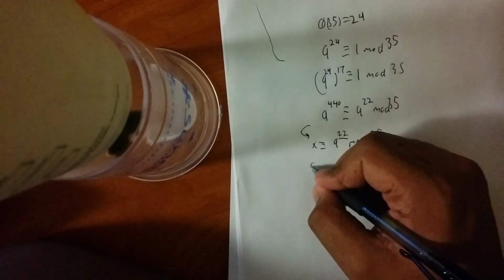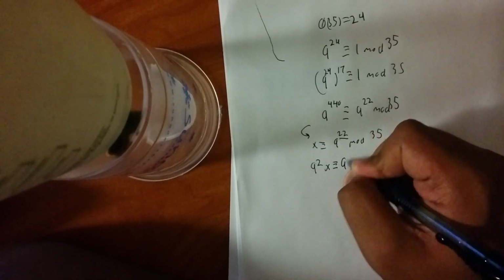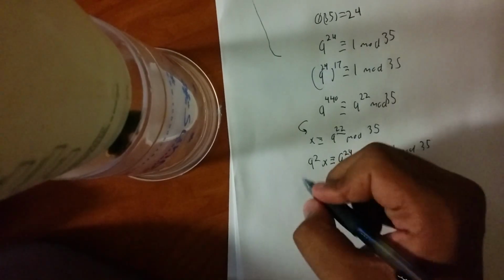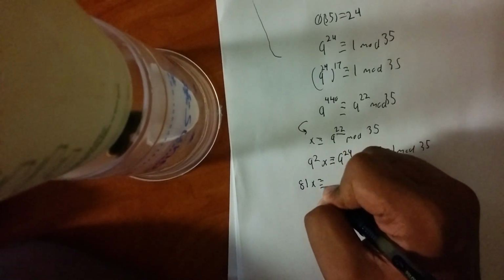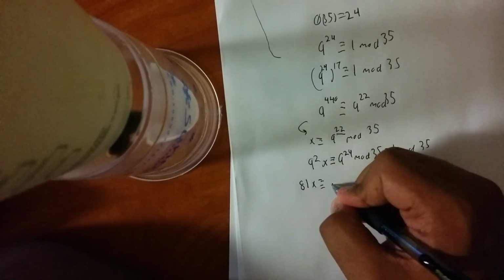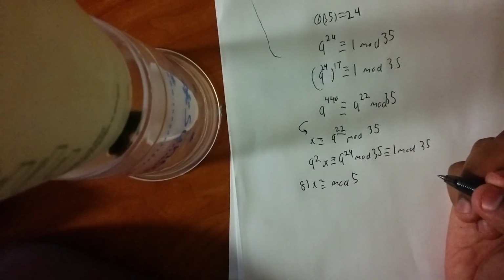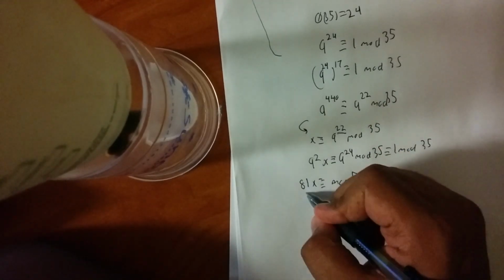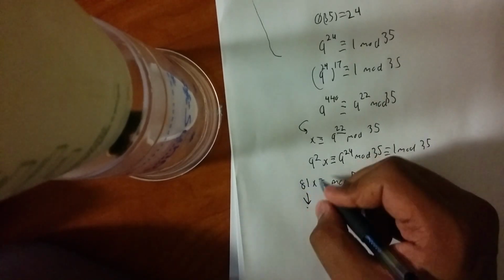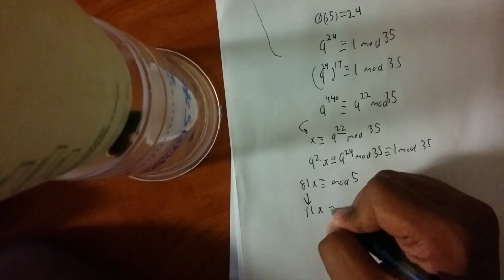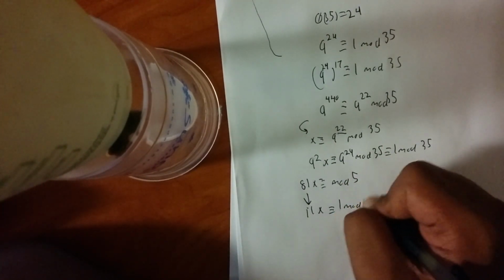So now what do I do from here? Well, the trick is that 22 is close to 24. So what I can say is that 9 squared x is congruent to 9 to the 24th mod 35, which equals 1 mod 35. So now I have to solve the equation that 81x is congruent to 1 mod 35. Well, what I can do from here is the following. I know that 81 mod 35 is 11, so 11x is congruent to 1 mod 35.